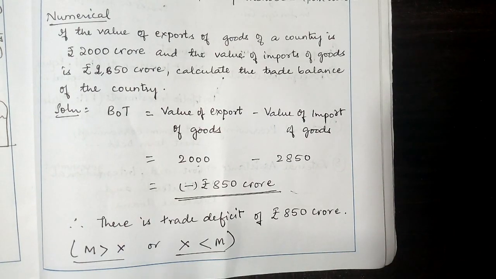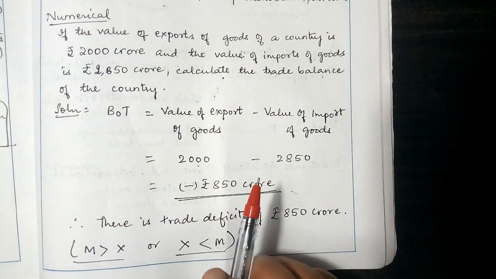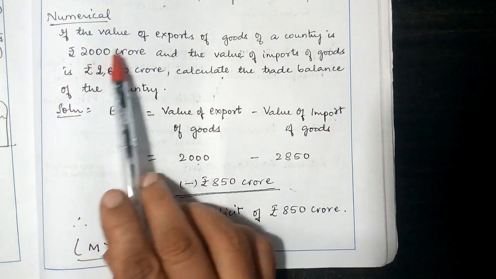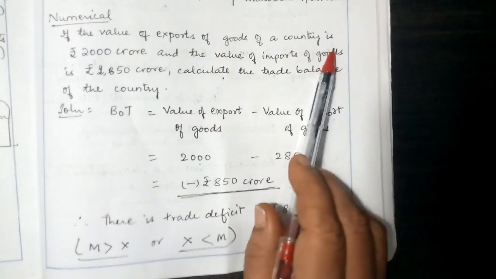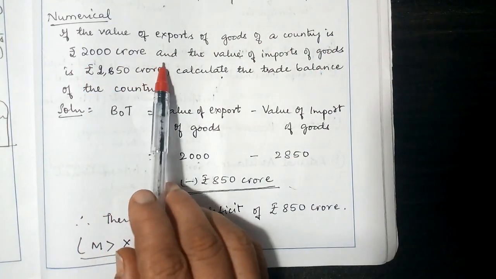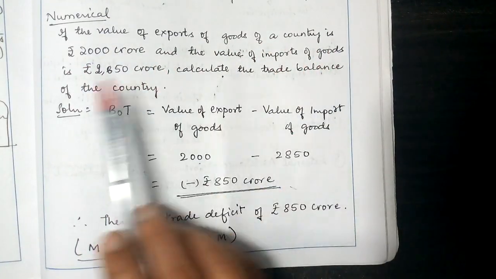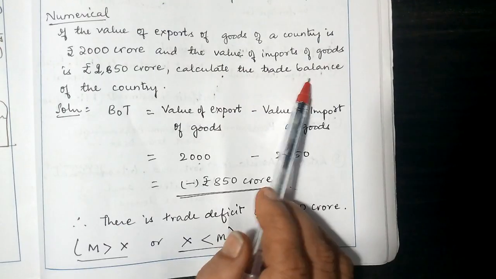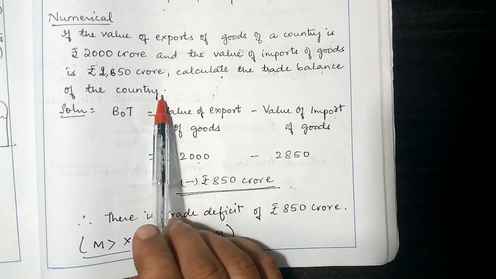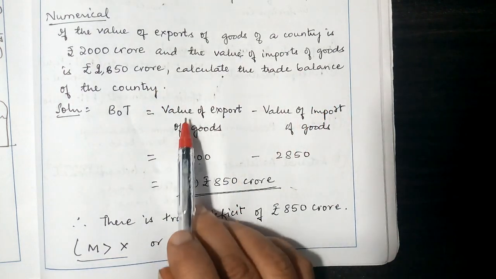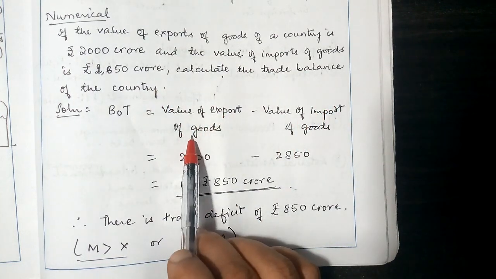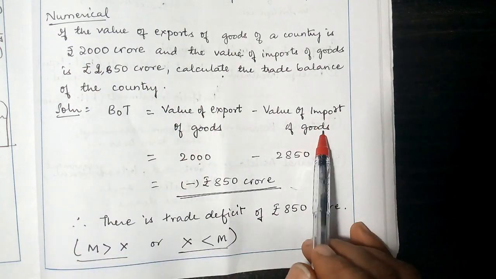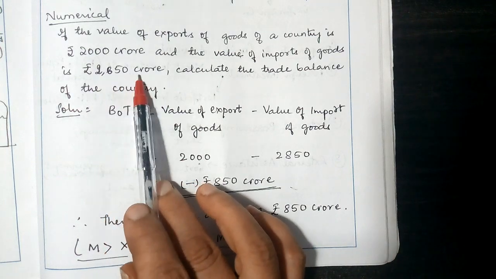When we have numbers, we understand it better. So let us understand it better through a numerical. If the value of exports of goods of a country is rupees 2000 crore and the value of import of goods is 2850 crore, calculate the trade balance of the country. What are we given? We are given value of export of goods, 2000 crore, and value of import of goods is 2850 crore.